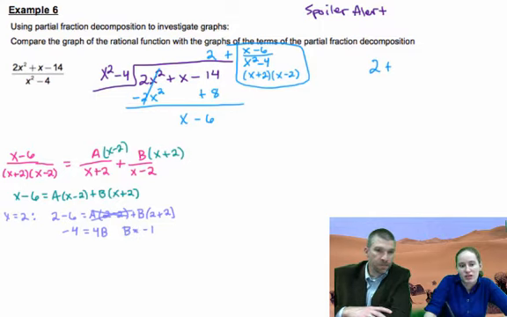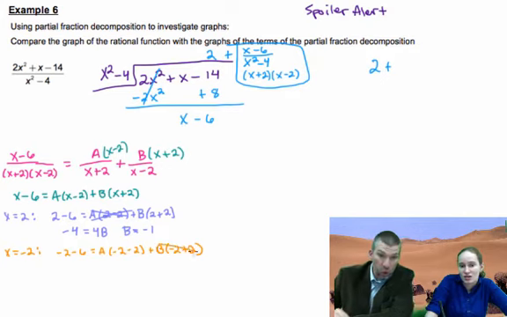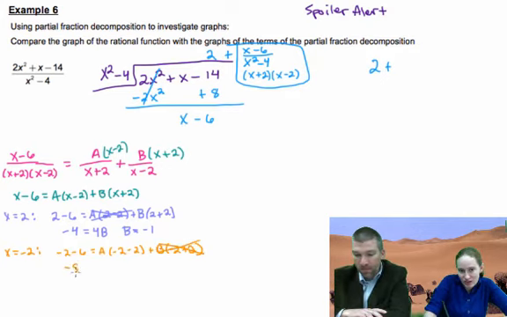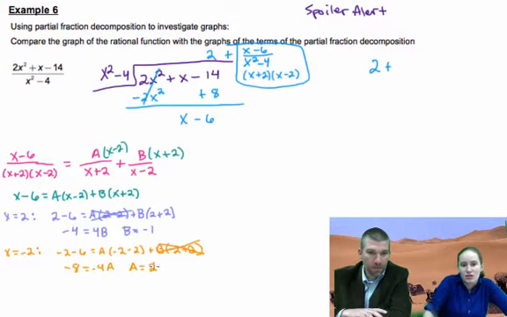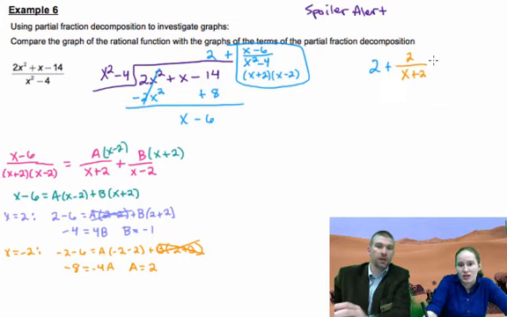And now we're going to plug in -2. So -2 minus 6 equals a times -2 minus 2 plus b times -2 plus 2. This is -8 equals -4a. So you divide both sides by -4 and get a equals 2. So now in our answer we have 2 plus a, which is 2 over x plus 2, and then plus -1 for b over x minus 2.